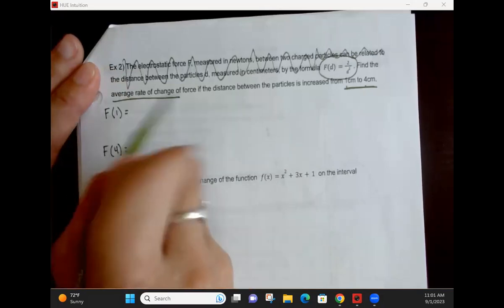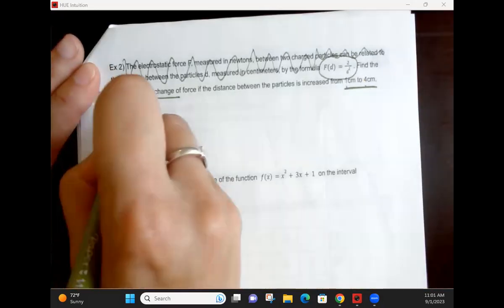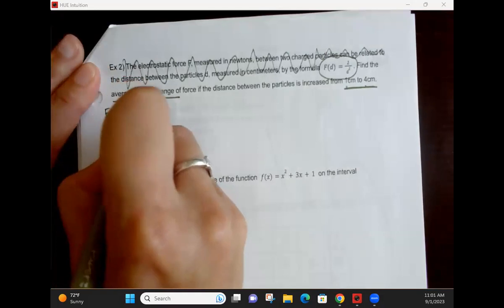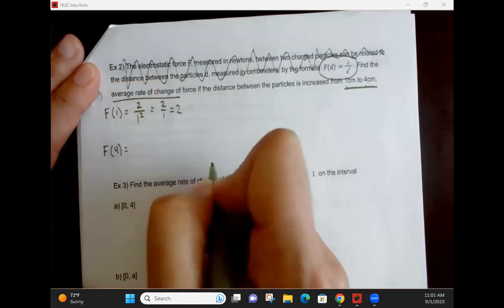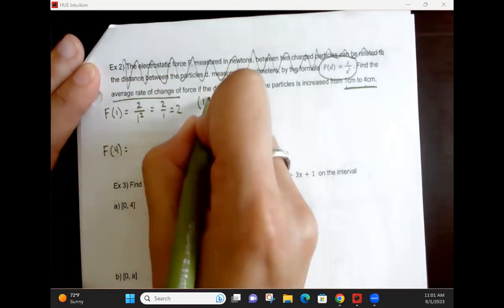So remember, this means I'm plugging 1 in for d. So 2 over 1 squared. Well, that's 2 over 1, which is just 2. So my first point is 1 comma 2.